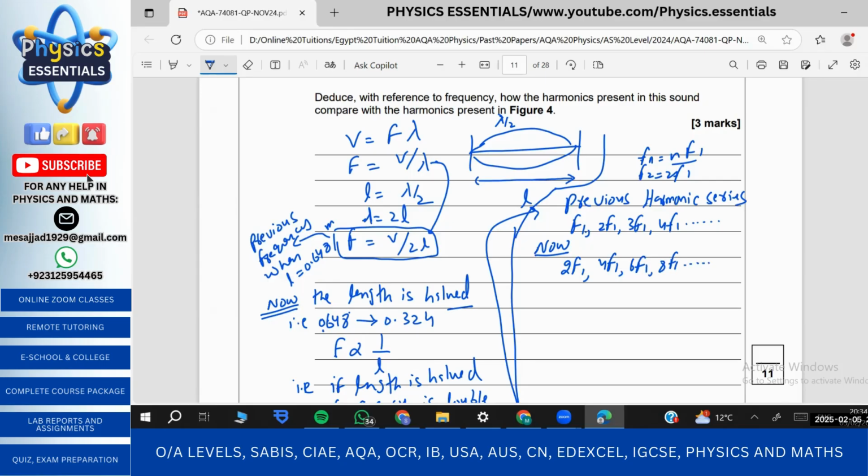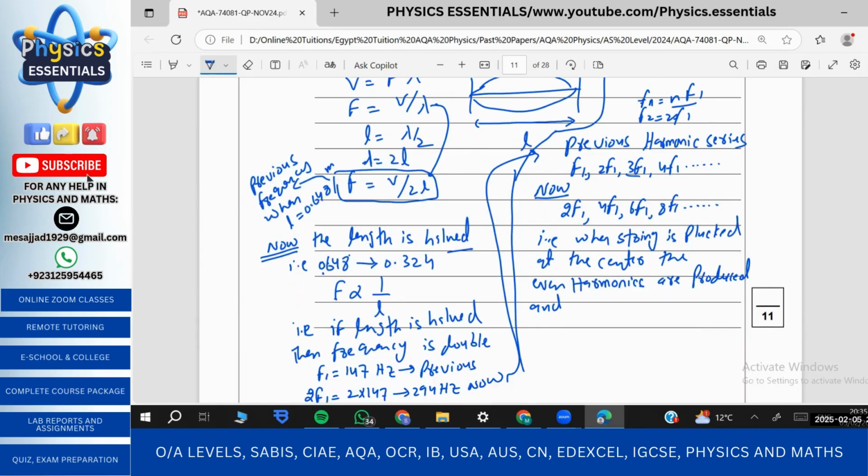So if you notice the frequency of harmonics, you only have the even harmonics available, i.e. when the string is touched at the center, then even harmonics are produced. And odd harmonics which were there before, if you can see in the previous case it was F1, F3, odd harmonics were there, and now odd harmonics have disappeared. And it was not possible for the odd harmonics to be here.